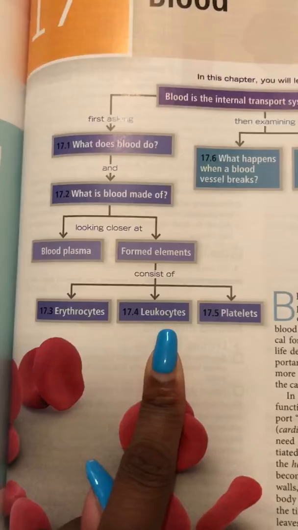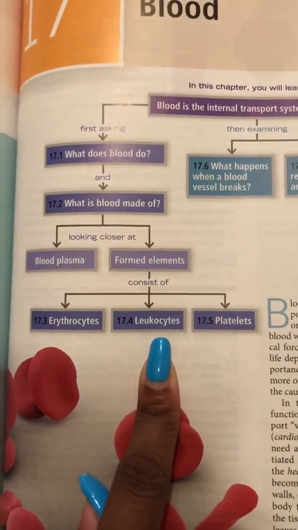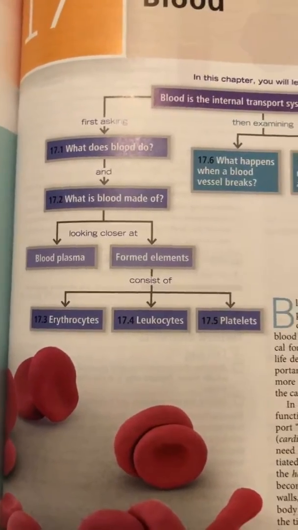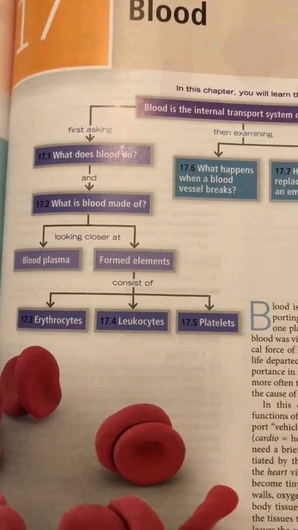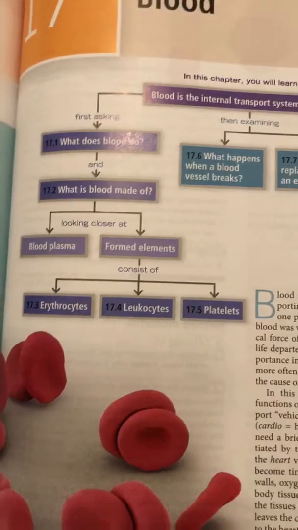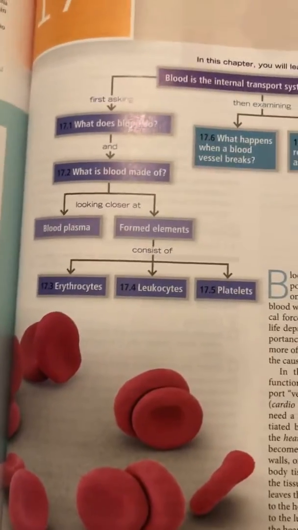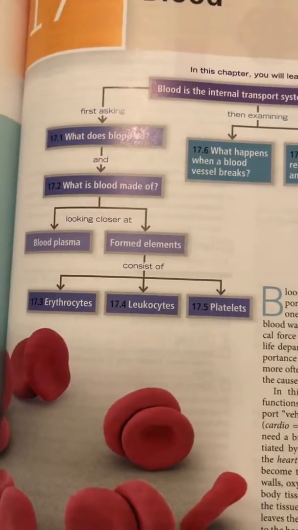Leukocytes, you have 5 of them. Your agranulocytes and your granulocytes. You have your basophils, your eosinophils, and also your neutrophils, the most abundant, which is going to fight off bacteria. Then you have your monocytes and your lymphocytes. Make sure you go back to your notes and understand what those do.